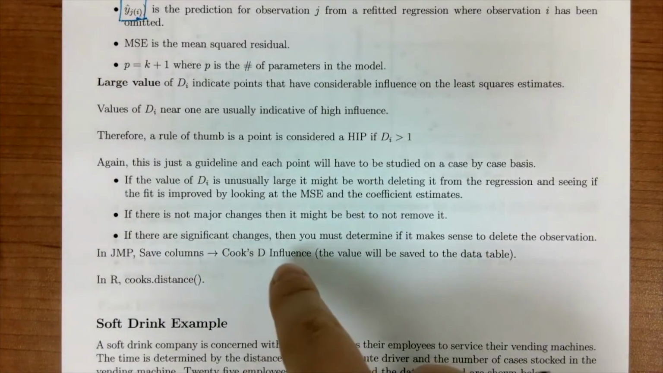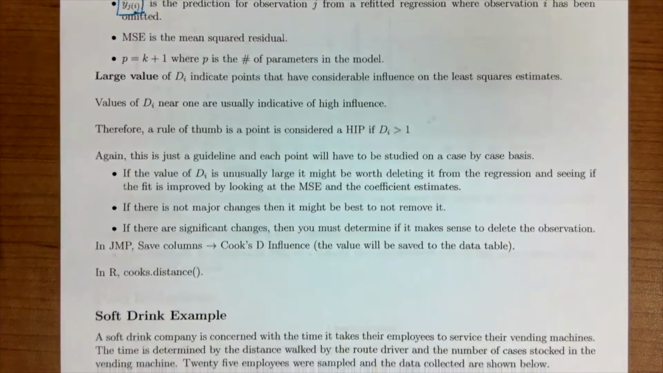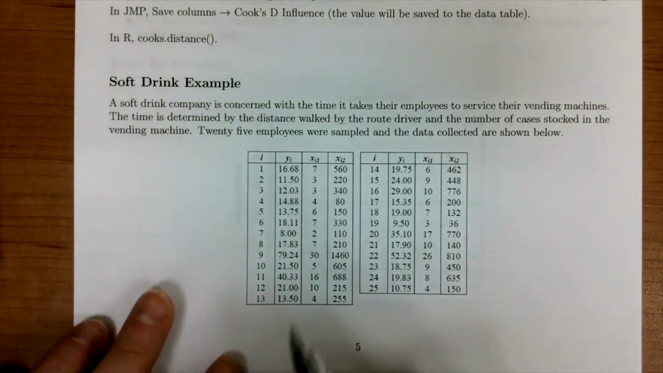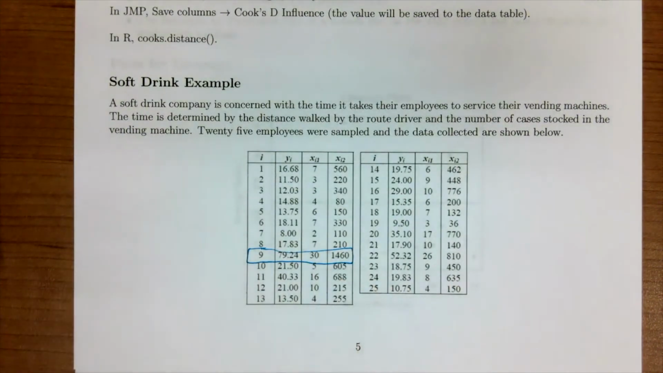I recommend getting your Cook's influence points from JMP or R and then plotting them. Always plot. Okay, so let's get back to our soft drink example. In this example, we had a soda company concerned with the time it takes their employees to service their vending machines. The time is determined by the distance walked by the route driver and the number of cases stocked in the vending machine. In our previous lessons, we actually had 24 employees. I removed this point so that we weren't worried about outliers and were just worried about how to fit and look at the other topics. So I put that point back in here, so that's why we now have 25 employees.